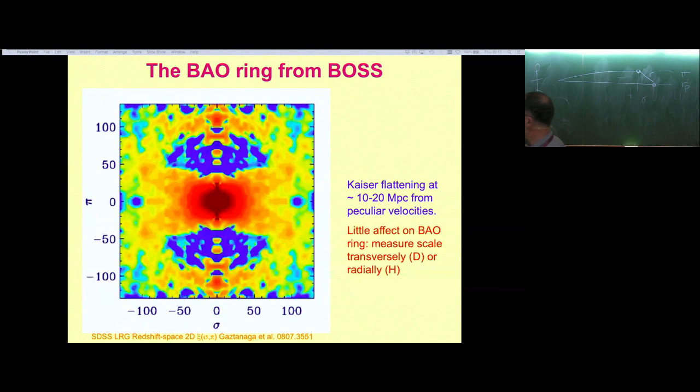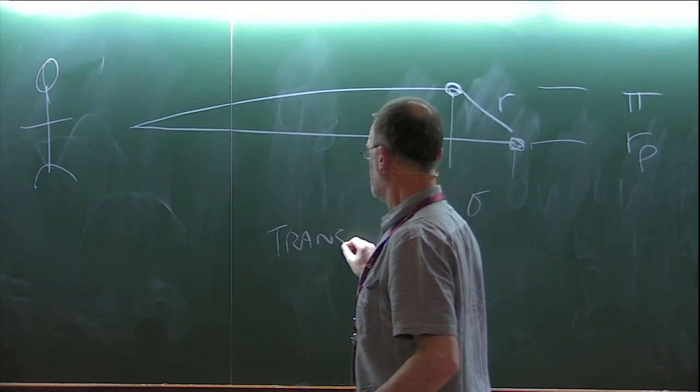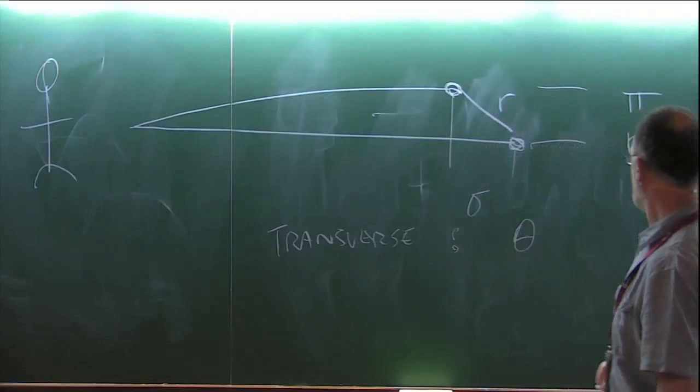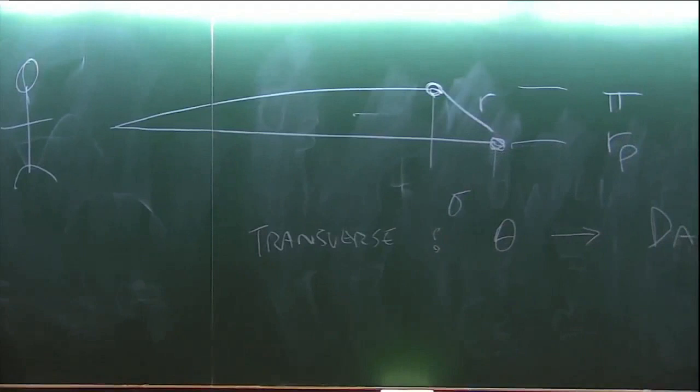And what this emphasizes is that you can measure the BAO scale in two distinct ways. You can measure it transversely, or you can measure it radially. And these give you two distinct things. Because in the transverse scale, what you're really measuring is an angle. So what this is going to tell you is the angular diameter distance at the redshift you're looking to.